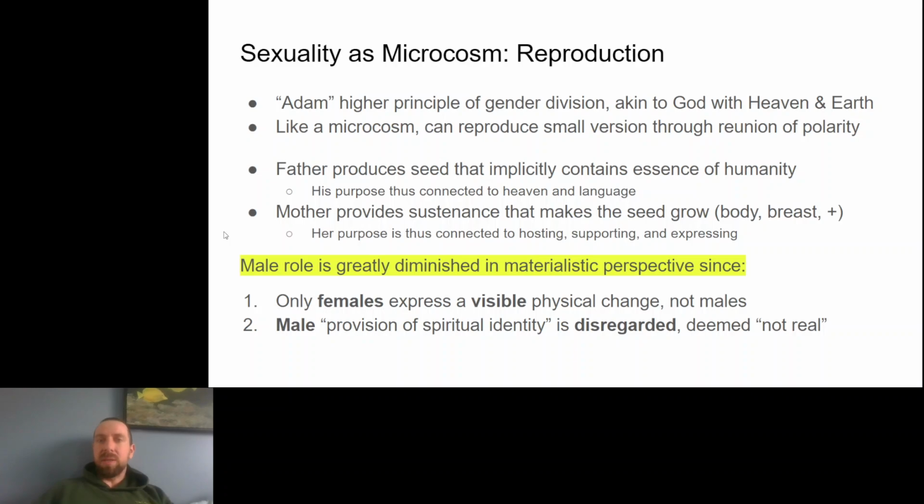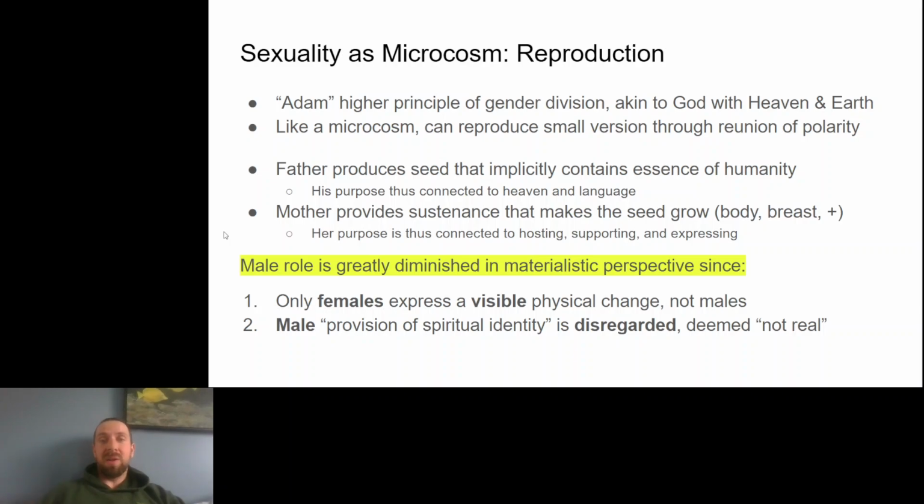And so reproduce a small version through reunion of polarity. Father produces seed that implicitly contains essence of humanity. His purpose thus connected to heaven and language. The mother provides sustenance that makes the seed grow, right? Like pregnancy, breastfeeding, and all of that. Her purpose is thus connected to hosting, supporting, and expressing.